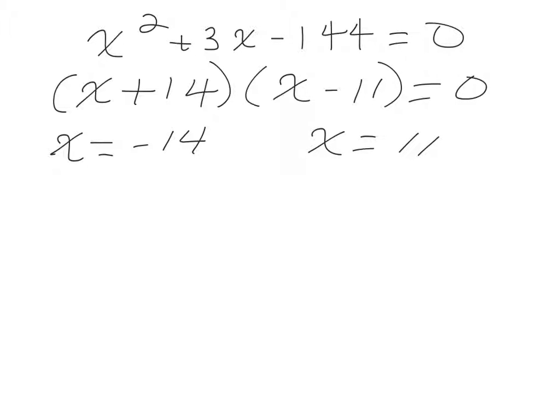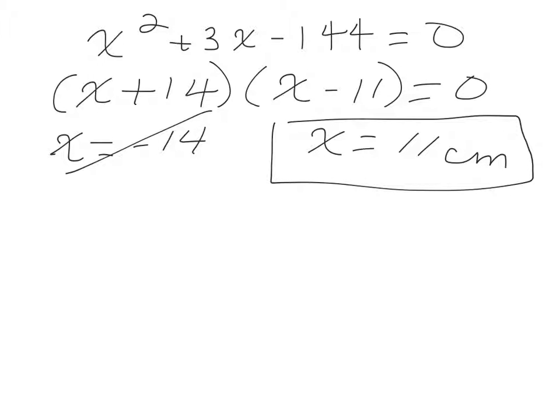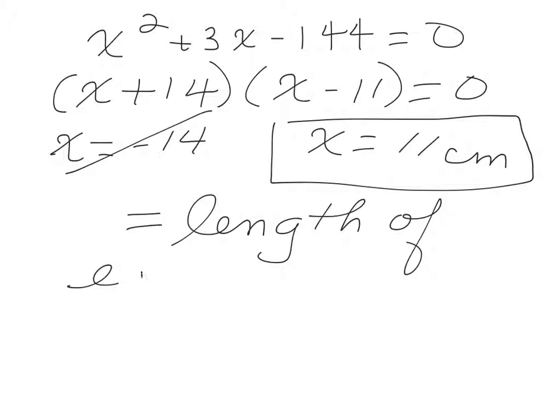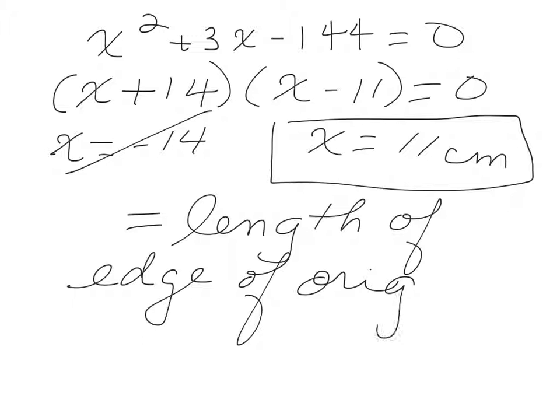Well, the implicit domain here has to be positive numbers. This is silly. It doesn't make sense that a side of a cube is negative 14. So my answer is x equals 11 centimeters. And that is the answer to the question: the length of an edge of the original cube. Edge of original cube. And we have done it.